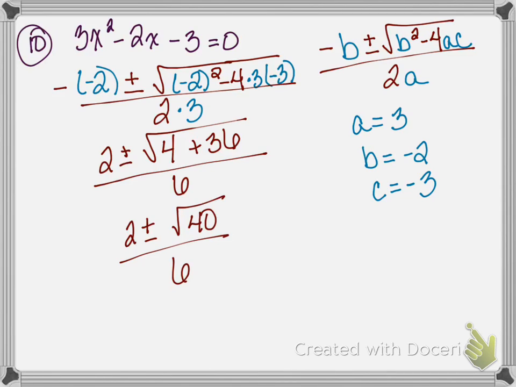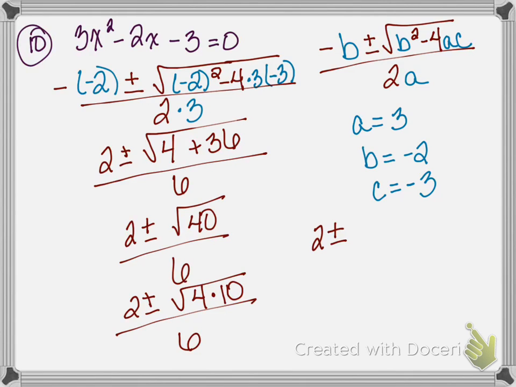Okay, and we know we've had to simplify 40 before. What do I break it down to? 4 times 10 inside the square root. Now we can take the square root of 4. So I get 2 plus or minus 2 on the square root of 10 over 6.